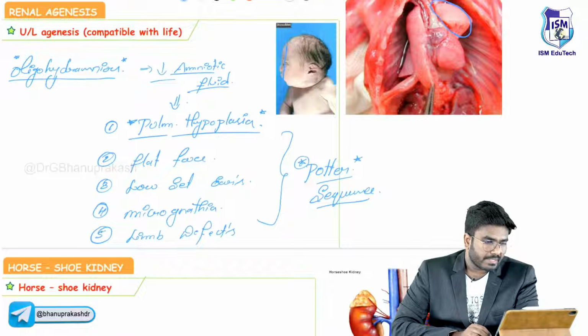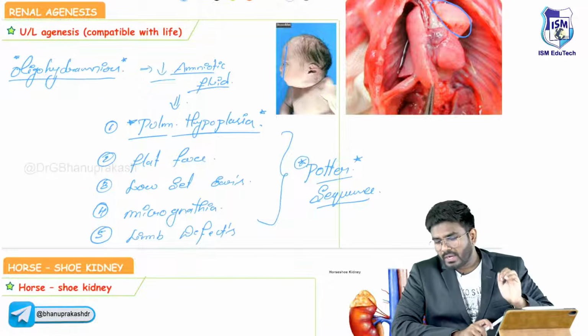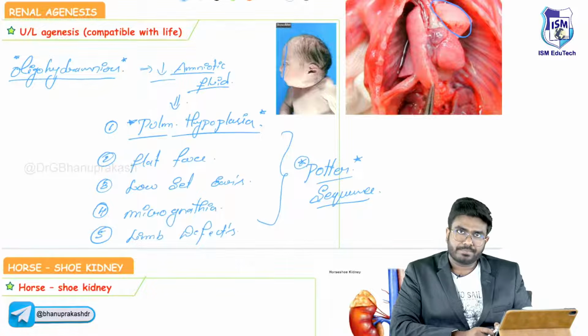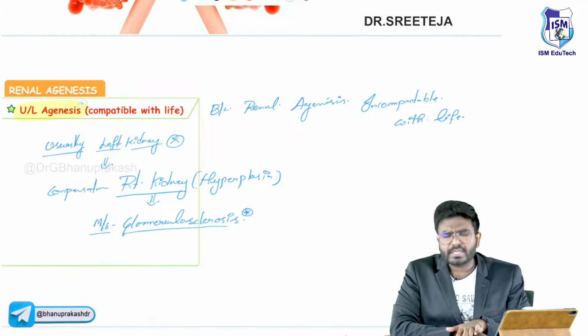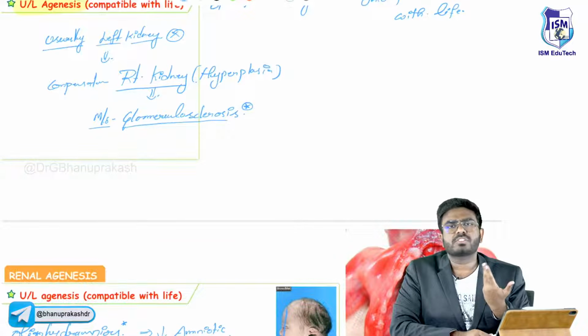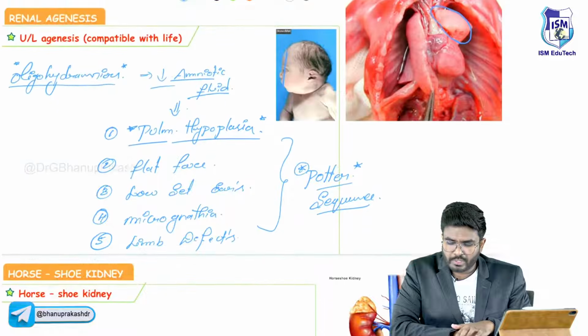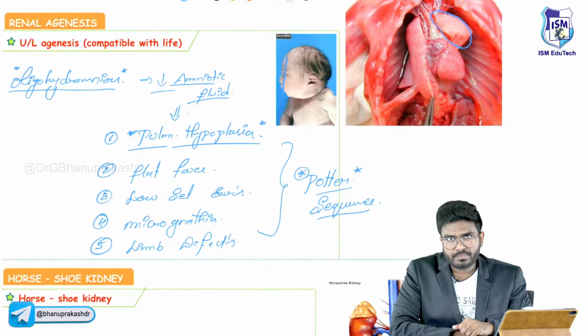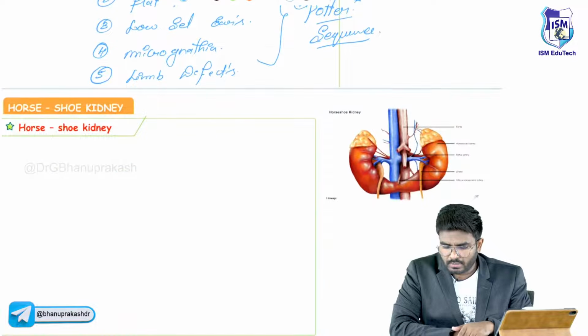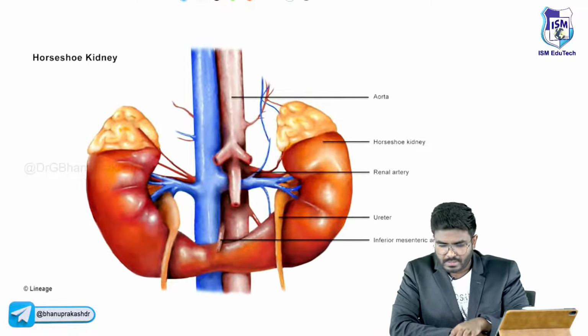Apart from this, what else should you know regarding the congenital anomalies? One congenital anomaly is unilateral renal agenesis. One kidney is gone. So that Potter sequence is going to be seen because of oligohydramnios, pulmonary hypoplasia. Now look here and tell me, what is the problem, sir?